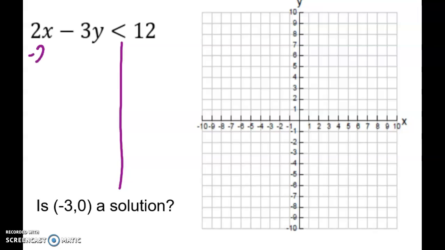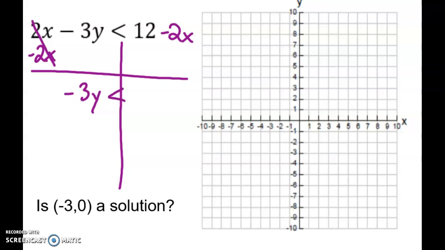We're going to start by subtracting the 2x on both sides. Okay. So 2x minus 2x is 0. So we have negative 3y is less than. And I'm going to have these two switch places. So the x is first. So we have a negative 2x and a positive 12.